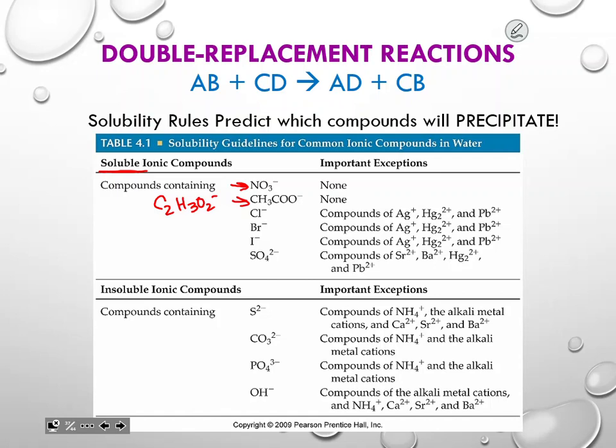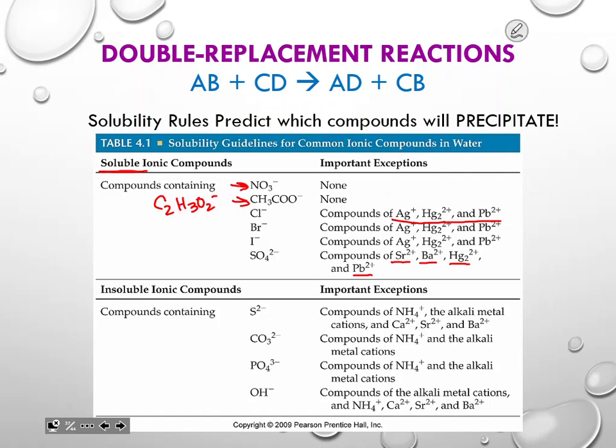Now, chlorides are mostly soluble with a few exceptions: silver, mercury, and lead. The bromides and the iodides also fall under that. They're mostly soluble except with silver, mercury, and lead. And sulfates are mostly soluble. You have strontium, barium, mercury, and lead being insoluble, exceptions to that rule. So here you're looking at everything that's soluble at the top. If it has those things, it's soluble with some important exceptions.